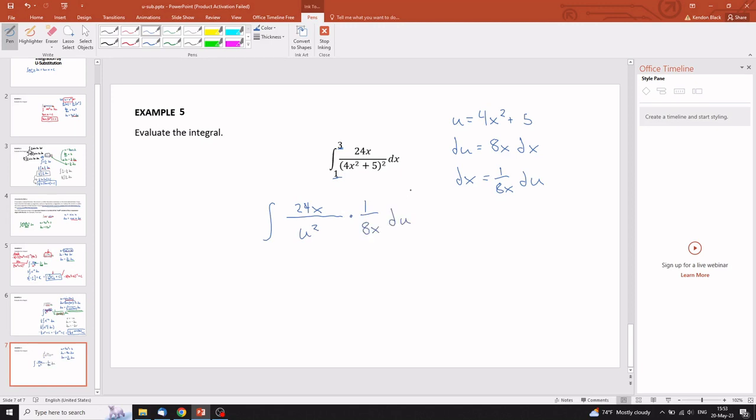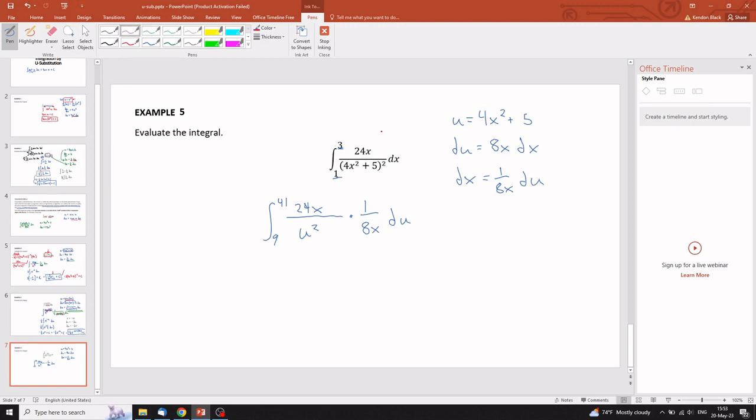And now let's go ahead and look at the limits of integration. So if x is 1 and u is 4x squared plus 5, just substitute 1 for x, so we get 4 times 1 plus 5, we get 9. And when x is 3, 3 squared is 9, 4 times 9 is 36, plus 5 is 41. So when x goes from 1 to 3, u goes from 9 to 41.